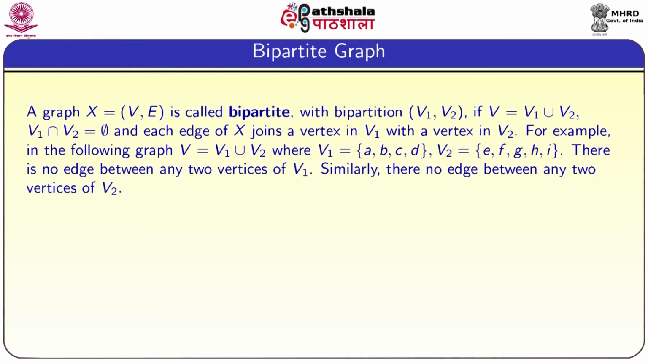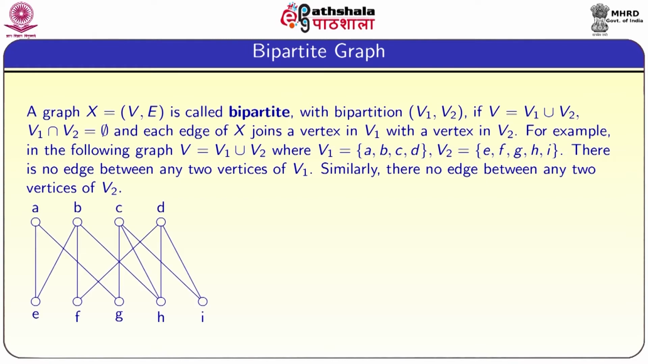For example, consider the following graph, V equal to V1 union V2, where V1 is equal to {a, b, c, d} and V2 equal to {e, f, g, h, i}. There are no edges between the two vertices of V1, similarly no edges between two vertices of V2. So if you look at the graph here, a, b, c, d, there is no edge between these vertices. There is no edge between e, f, g, h, i. So every edge you take here, one end vertex is in a, b, c, d, and the other end vertex is in e, f, g, h, i. So the total vertices are divided into two groups, V1 and V2. V1 is a, b, c, d and V2 is e, f, g, h, i.